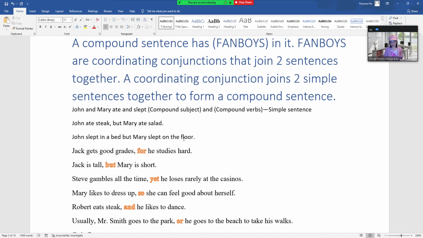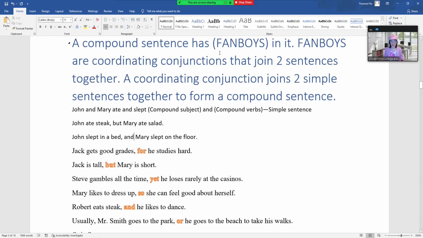So I'm getting a little ahead of myself. Okay, so you have to properly punctuate your sentences in order to avoid run-on sentences and to avoid comma splices, which is actually the topic of your quiz this week. All right, so getting back to John slept in a bed, comma, but Mary slept on the floor. So here you have another but. Now if I wanted to be a little different, instead of always saying but, I could say, John slept in a bed, yet Mary slept on the floor.